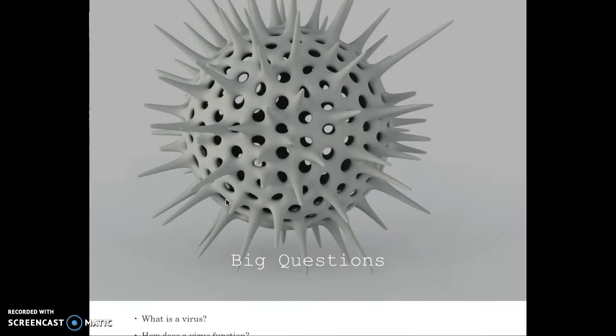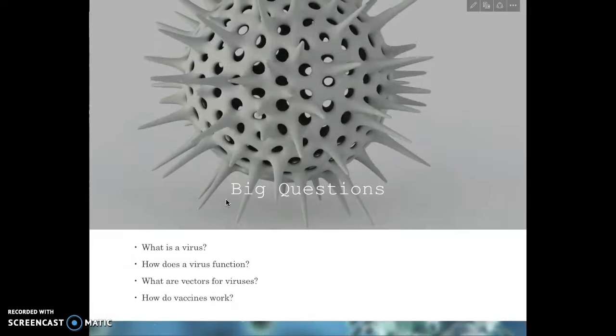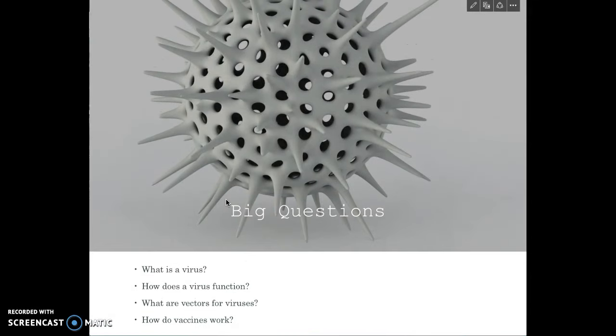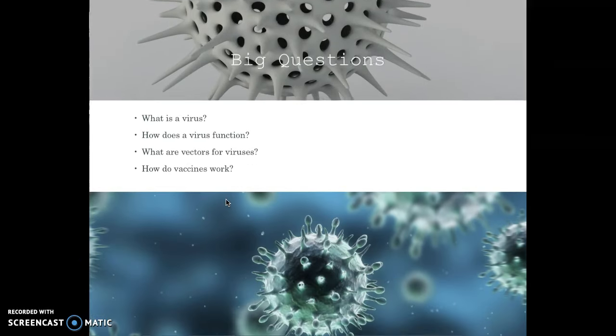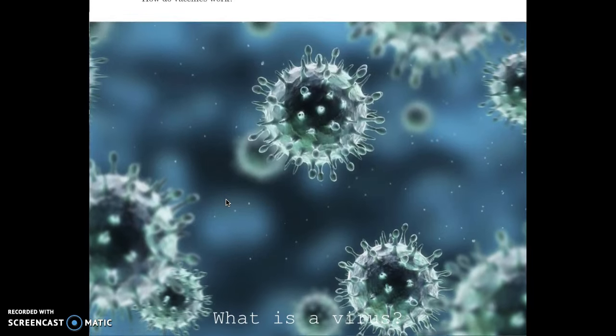So we're going to talk first about the big questions. What are we trying to get out of this particular information? What we're trying to get is what a virus is, how the virus functions, what are vectors for the virus, and how do vaccines work. So we'll talk in this particular video about what a virus is and how they function. And then the next video will be the other parts, what are vectors and how do the vaccines work.